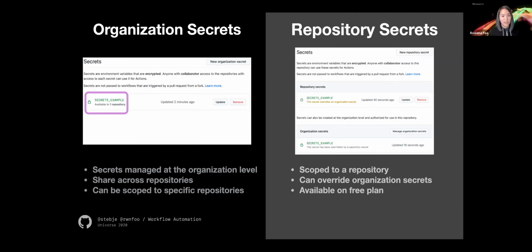On the other hand, you can also have secrets at the repository level, which obviously is scoped to the repository itself. It can override organization secrets. So in this example that I've highlighted, I have secrets named exactly the same at the organization level and also at the repository level. And if I do it this way, then the repository secret will override the organization secret.